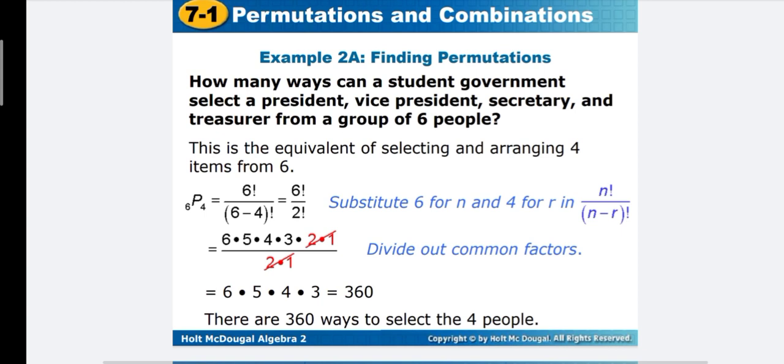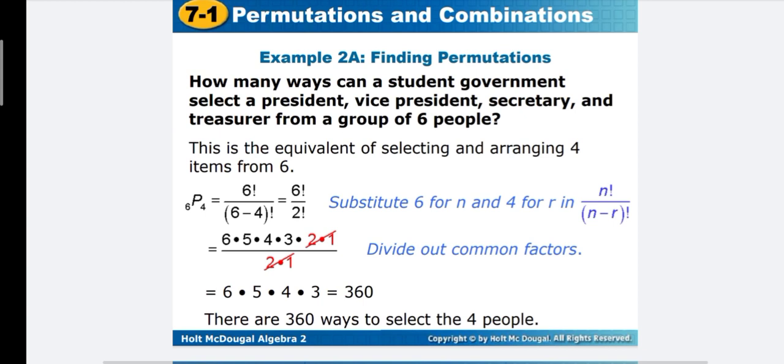Okay, let's say how many ways can a student government select a president, vice president, secretary and treasurer from a group of 6 people. So ada 6 orang, dia nak pilih presiden, vice president, secretary and treasurer. Nak pilih 4 orang sahaja. So kenapa kena gunakan permutation dekat sini? Sebab ada arrangement: president, vice president, secretary and treasurer. Ia adalah dalam bentuk ordering. Kan? So because of that kena gunakan permutation. So daripada 6 orang kita nak pilih 4 sahaja. So we can use the permutation of 6P4, yang we select only r items from all items. So it will be 6P4.